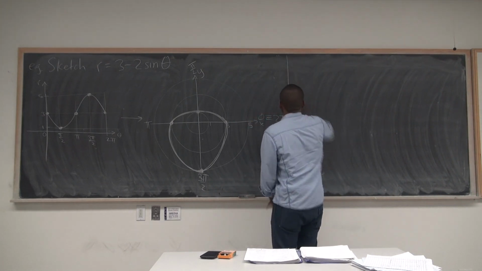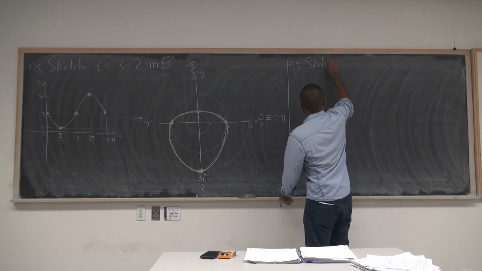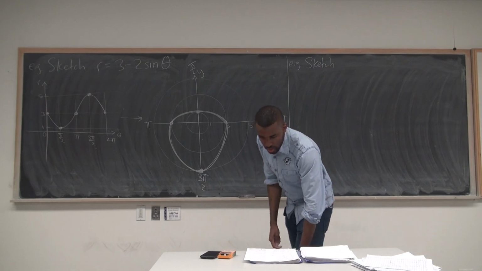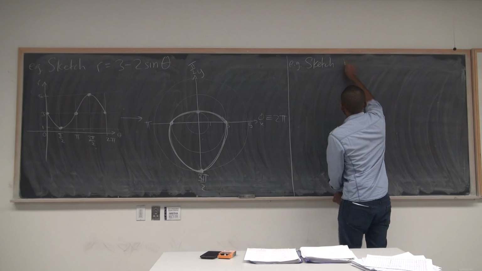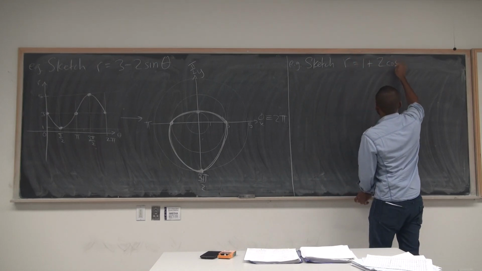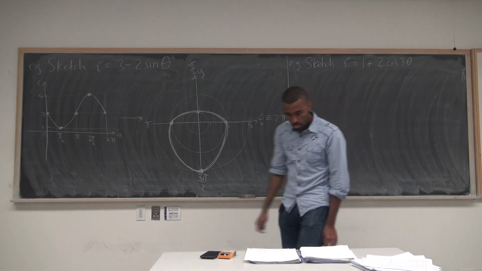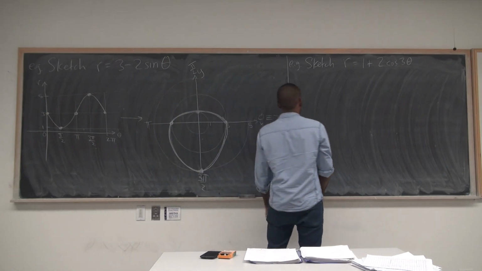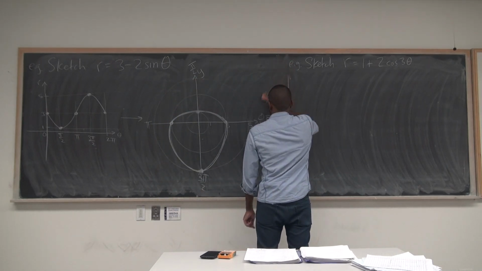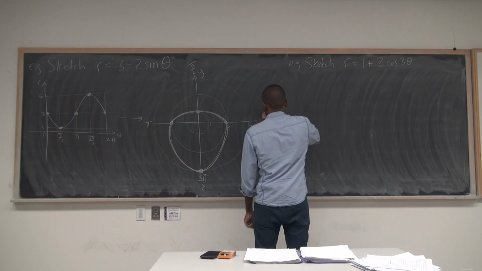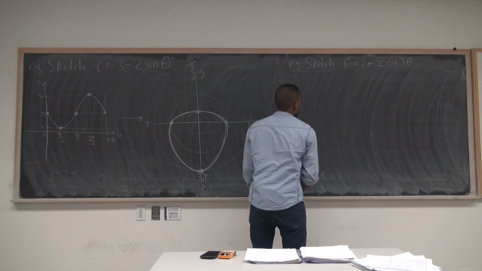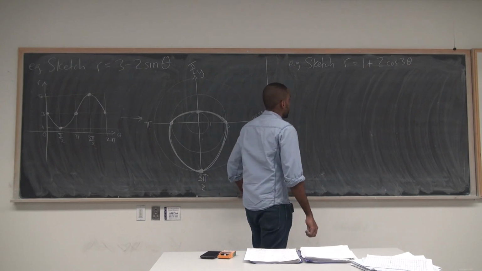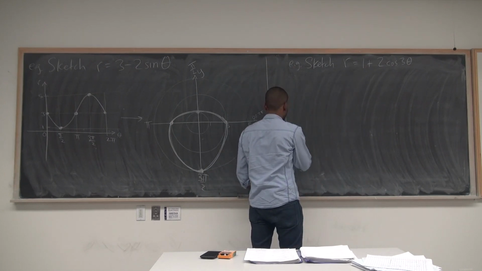Let's do another example. 1 plus 2 cosine 3 theta. Okay, let's start by graphing this trig function. What does the graph look like?